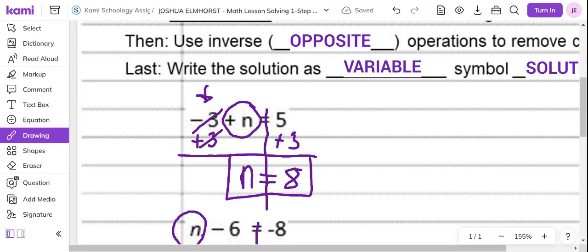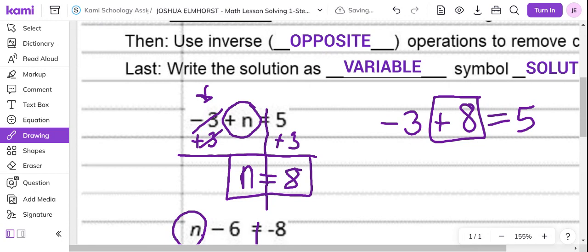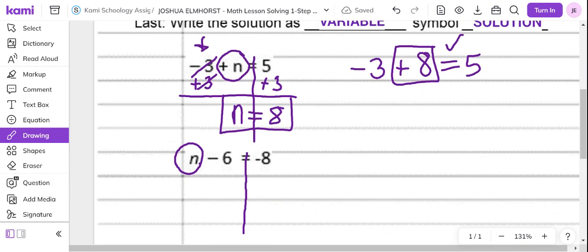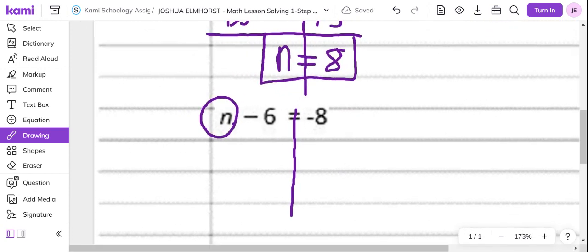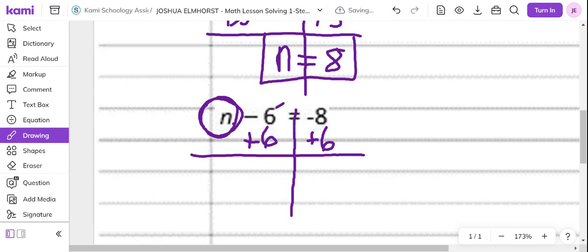And if we substitute that in there real quick, if we have -3 plus 8 equals 5, that equation balances out and it checks. So go down to the next one. The variable term is on the left. So we're going to start solving over there, and with n minus 6, we're going to do the opposite or the inverse of -6. And when we do that on the left side, we're going to do that on the right side of the solving line.